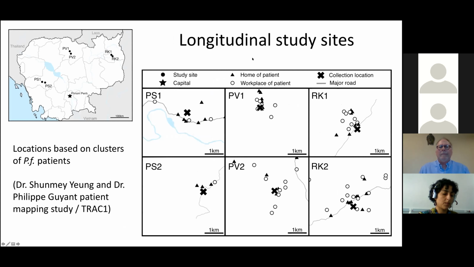The study sites that we selected were based on clustering of locations where patients that had enrolled in clinic were mapped to their home and their workplace. So where we had clusters of those homes and workplaces, that's where we thought transmission was occurring and that we might be more likely to collect infected mosquitoes.